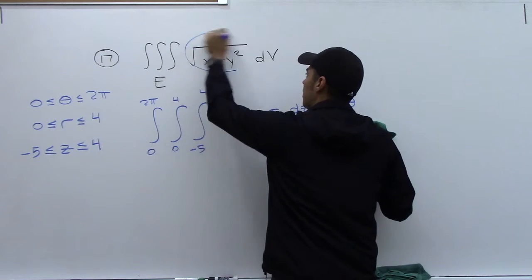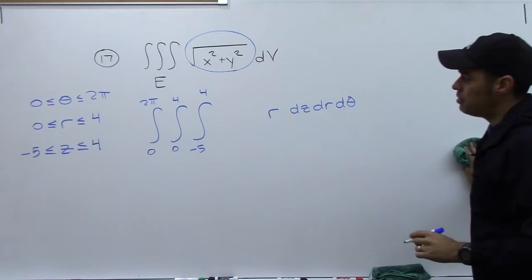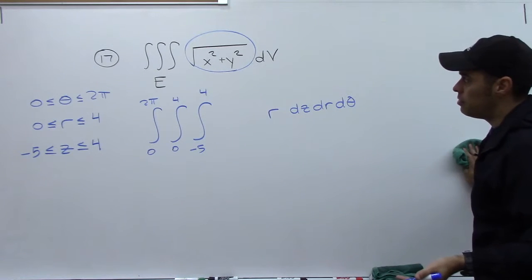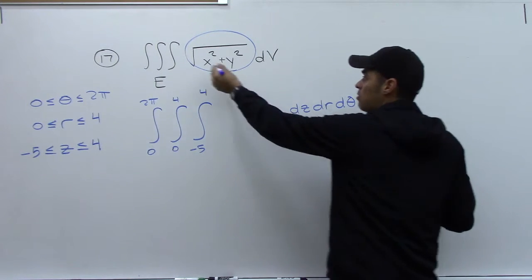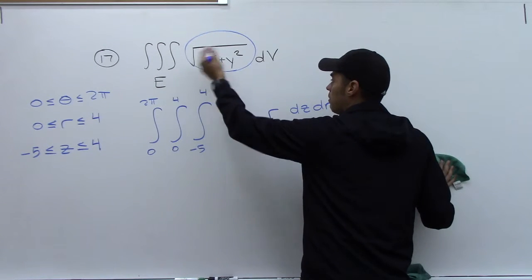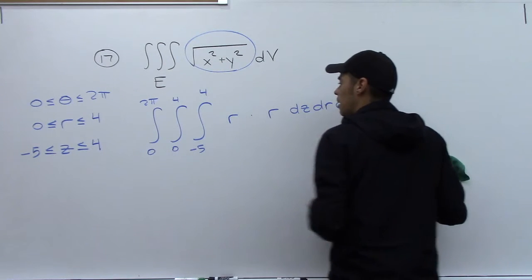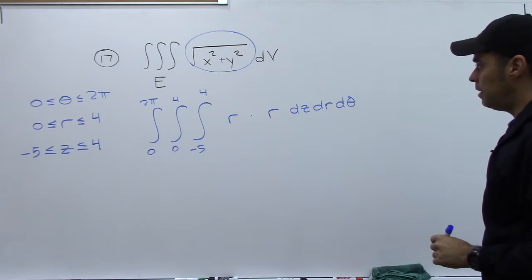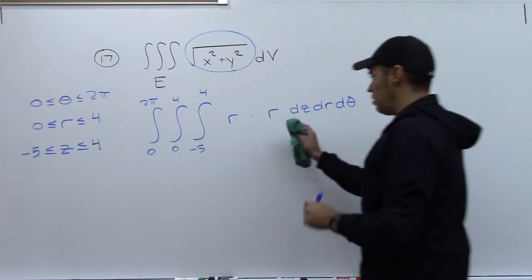And I'm integrating this, but again, going to cylindrical, I use the same conversions as I did in polar. So remember, x squared plus y squared is r squared. Square root of r squared is r, so I just have r right there. And that's it. This is r squared.